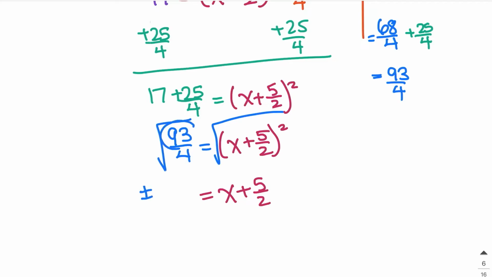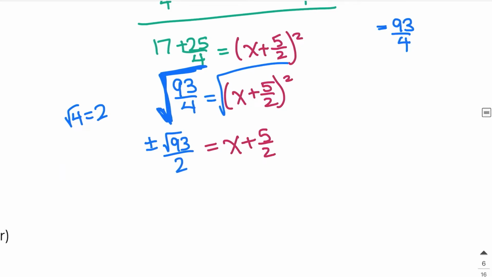And I cannot square root 93 evenly. So I'm going to leave this as the square root of 93 on top, but I can square root 4 on the bottom. And this square root means everything gets square rooted. So we're going to square root each part separately. And the square root of 4 is 2. So I can say plus or minus square root of 93 over 2.